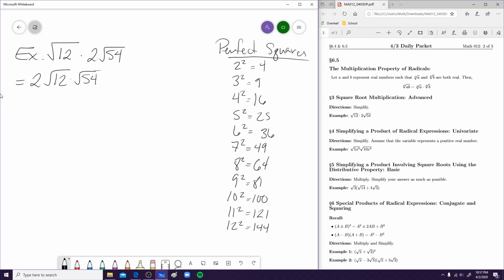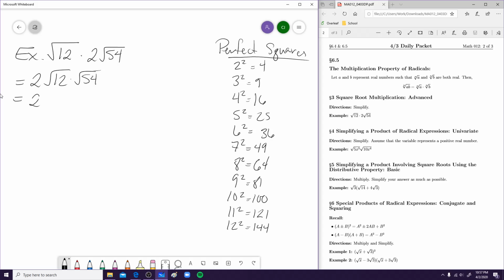Now if we look at it, if I use the multiplication property right away, we would have 2 times the square root of 12 times 54. Now, I don't know about you, but I don't want to multiply 12 times 54, and I'm pretty sure you don't. And after that, we would have to simplify the square root. That's gross. So we're not going to do that. What are we going to do?